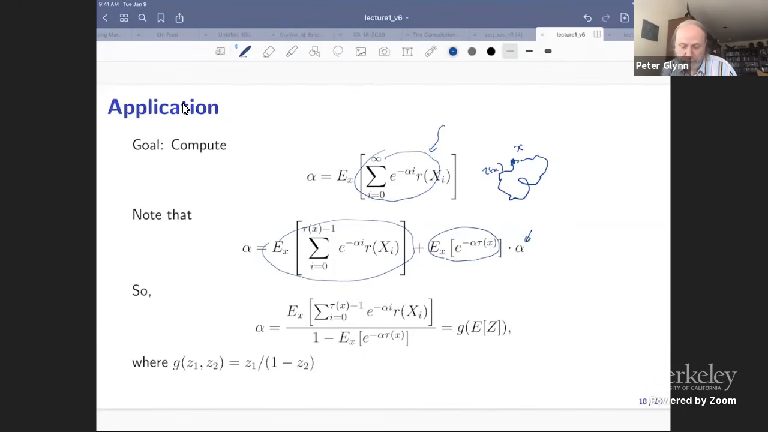So we've replaced this non-simulatable quantity by something that can be simulated, involving finite horizon quantities. In particular, if we take this identity, we can write alpha as the expected value of the discounted sum of the rewards up to the return time to state X, divided by 1 minus the expected value of the discounted hitting time tau of X. This can in turn be written as a smooth function G of these two expected values. In particular, the G function in this case is just Z1 divided by 1 minus Z2. It's just a simple illustration of that smooth function model.